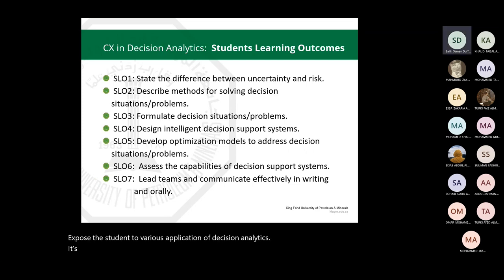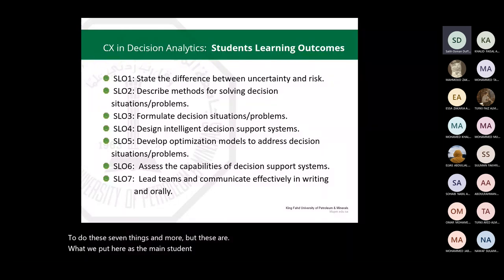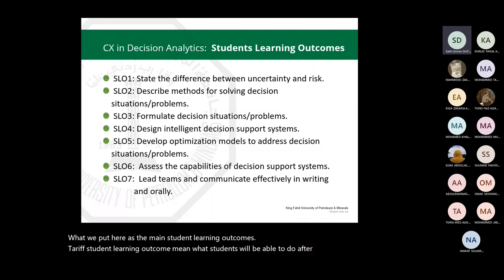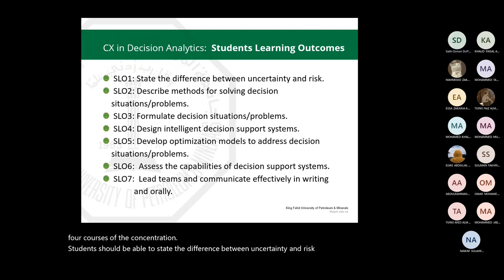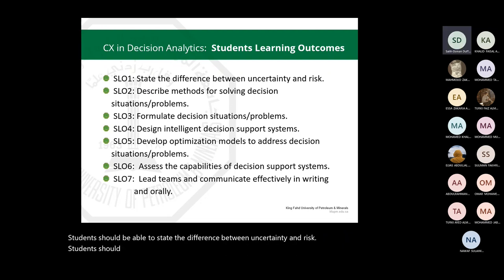A student, after taking this concentration, will be able to do these seven things and more. But these are what we put here as the main student learning outcomes. Student learning outcome means what students will be able to do after completing the four courses of the concentration. Students should be able to state the difference between uncertainty and risk. Students should describe methods for solving decision problems or situations. Sometimes it's not a problem, sometimes it's an opportunity.